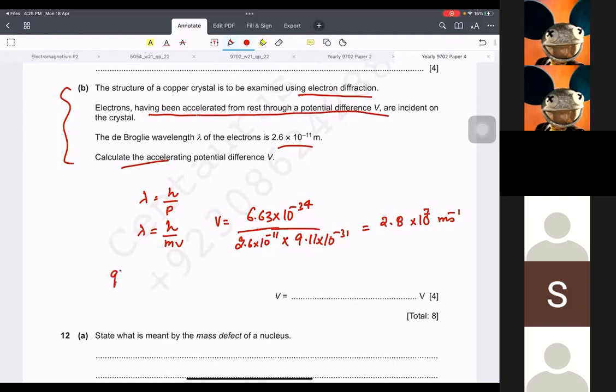The energy provided by the electric field, eV, equals half mv squared. We need V. Half times 9.11 times 10 raised to minus 31, times 2.8 times 10 power 7 squared, divided by 1.6 times 10 power minus 19. That gives about 2230, but you should not write it like this. You should write 2200 volts.